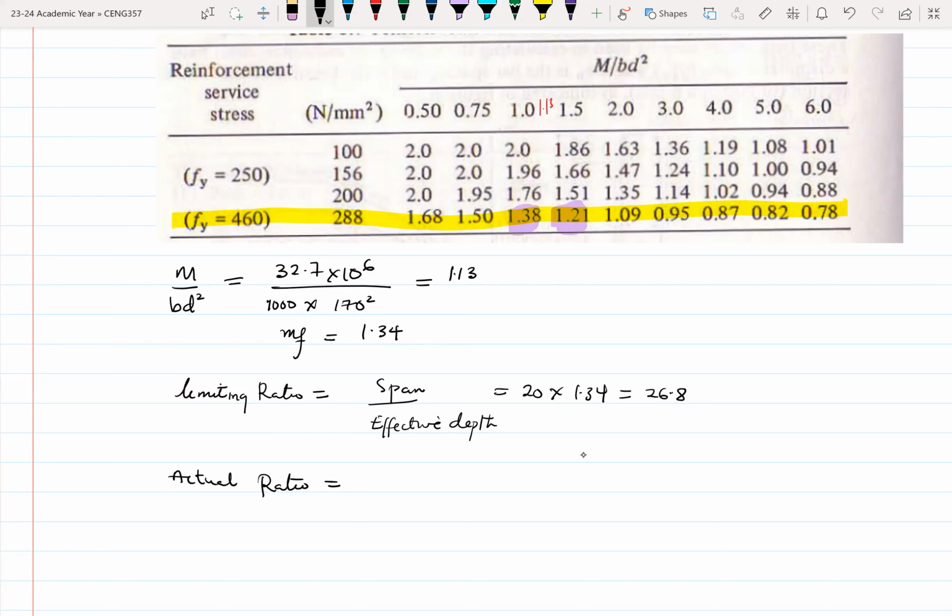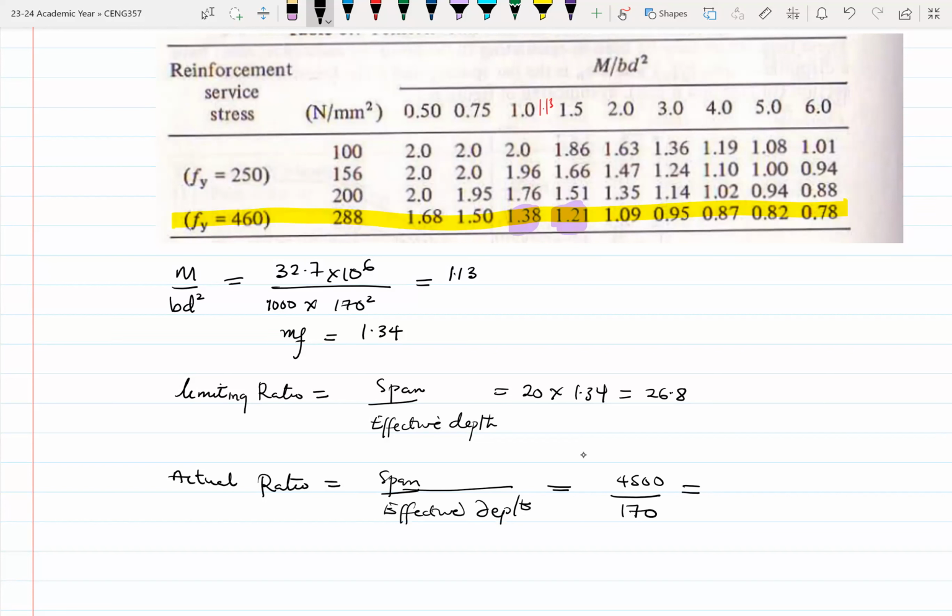Now this is our actual ratio. Our actual ratio is also span over effective depth, so that would be equal to, the span was 4,500, and then our depth was 170. So we should get a number below 26.8. If it's above 26.8, we have to go back and look at it.